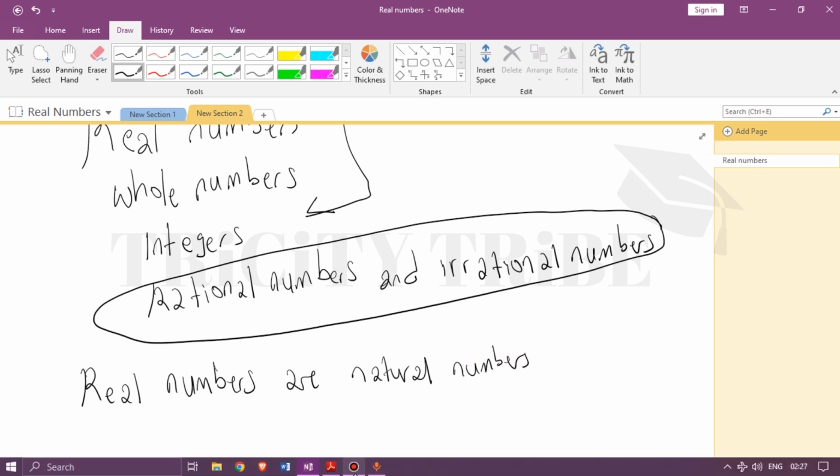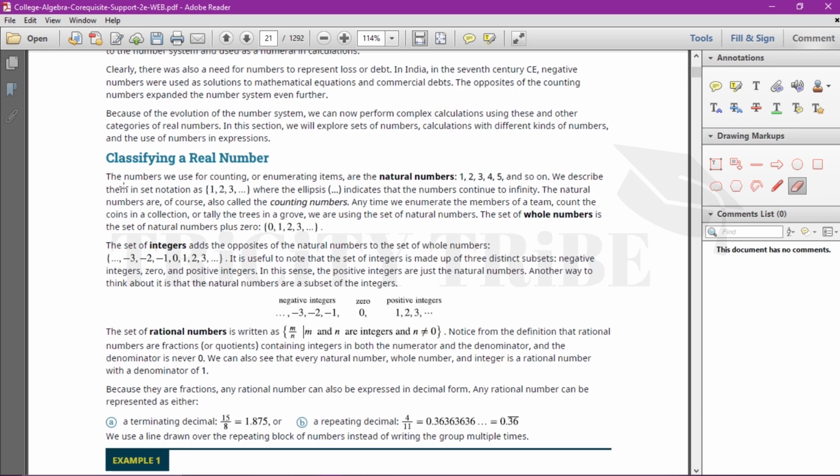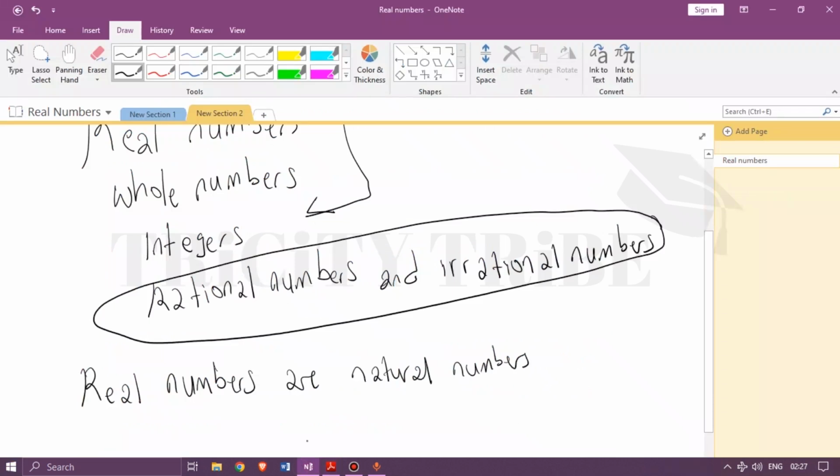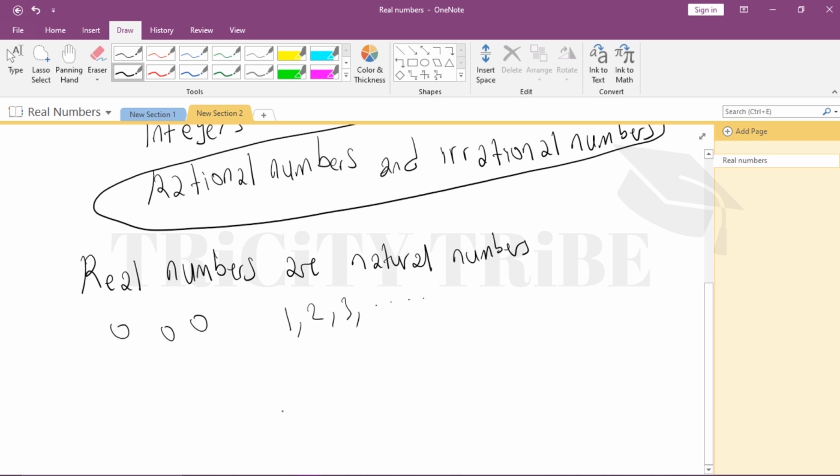Let's check our textbook. This is an algebra textbook. If you observe here, we're told that the numbers we use for counting are the natural numbers. When you have objects you want to count, maybe you have 3 coins on the table, you count using natural numbers such as 1, 2, 3, and so on. Natural numbers are the numbers used for counting.